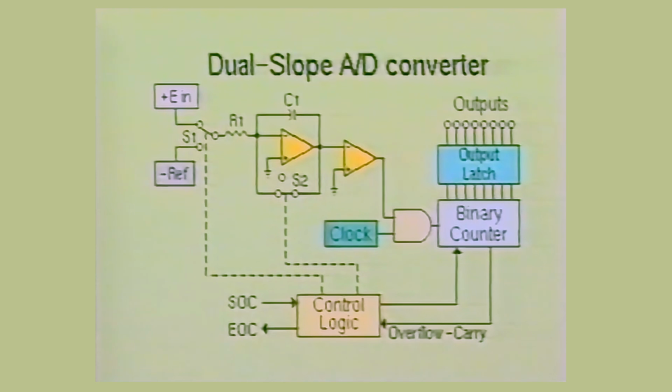Also notice that the positive analog input is fed into switch 1 along with the negative reference voltage. When the start of conversion pulse is received by the control logic section, several things occur. 1. Switch 2 momentarily closes to discharge any residue voltage on capacitor C1. 2. A reset pulse is applied to the counter section to ensure that its starting state is 0. And 3. Switch S1 is connected to the analog in input. Notice that all these occurred at the same instant.